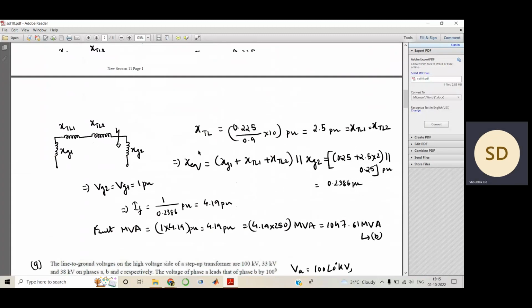You then find out the equivalent reactance, and find out the fault current if that is what is required to be found out, so that would be the answer. Otherwise, if they have asked to find out the fault MVA, it's pretty simple: base voltage into fault current, that's it.